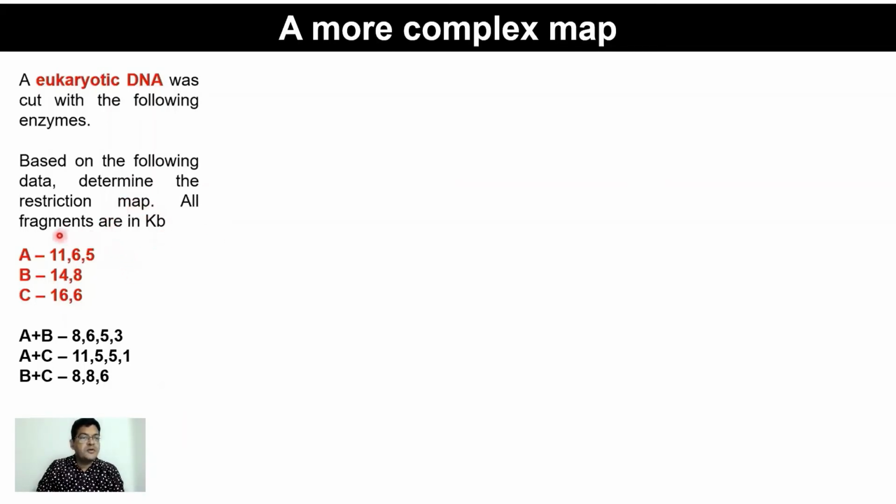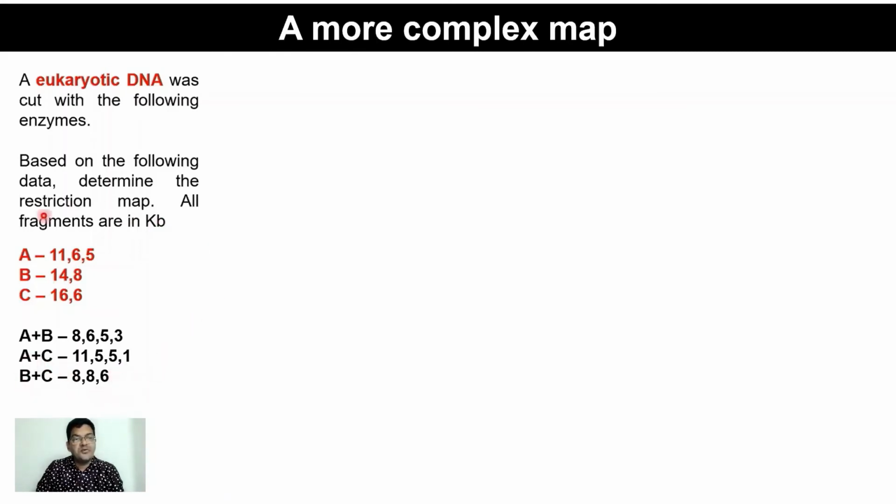Here we have an additional restriction site, that is A. And when A cuts this linear DNA, as the DNA is eukaryotic, we take it as linear, it brings you three fragments, 11, 6, and 5, right? And then B and C are the same as earlier. So B gives you 14 and 8 kb fragments. C gives you 16 and 6 kb fragments. A plus B gives you 8, 6, 5, and 3 kb fragments. So this is again a double digestion, A plus B, which gives you 8, 6, 5, and 3 kb fragments. A plus C gives you 11, 5, 5, and 1 kb fragments. And B plus C, as earlier, gives you 8, 8, and 6 kb fragments.